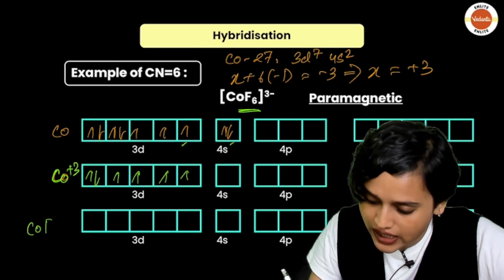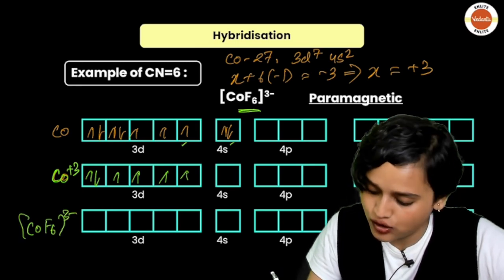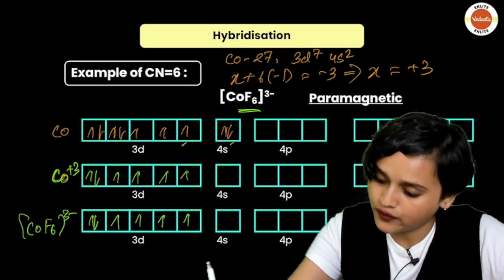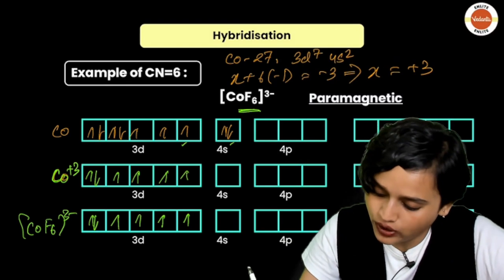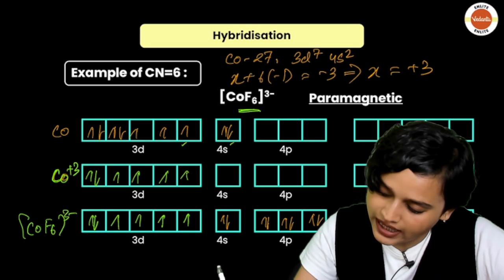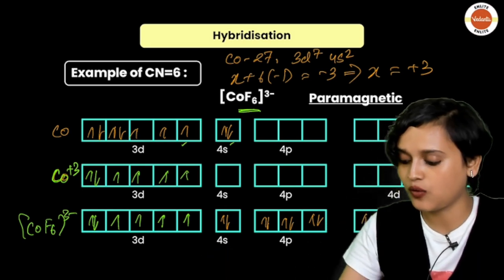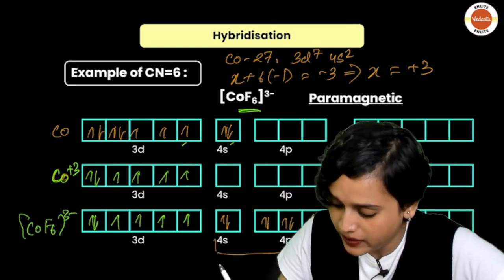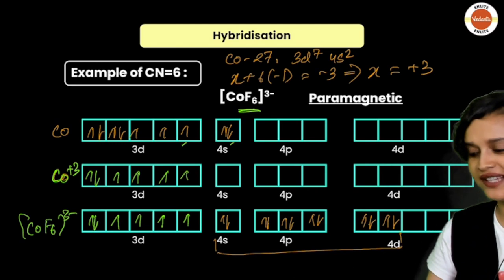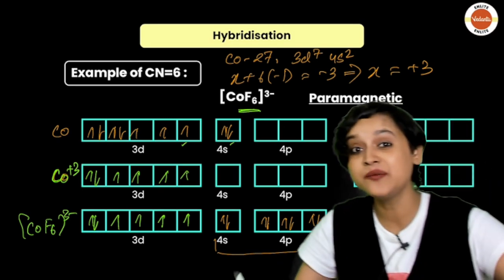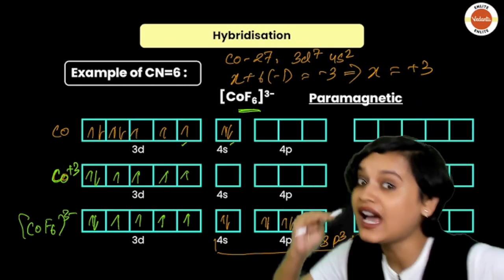Nobody shifts. So the CoF6 3- complex remains 1, 2, 3, 4, 5 and 6. And then now see what fluorine does. Fluorine comes here and takes this space and takes this space. So 1, 2, 3, 4, 5, 6. This time the hybridization becomes, I think you can tell me guys, what is the hybridization here? This will be sp3d2.